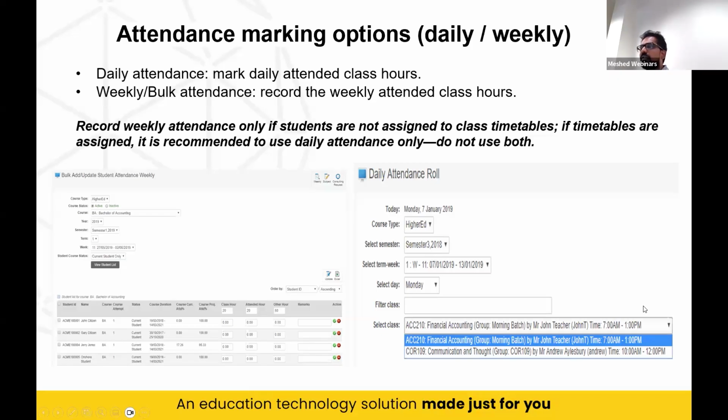The teacher or the trainer or the admissions or the academic staff can log into the platform, go to attendance management, select the respective class, get all the students, and then mark them as present.